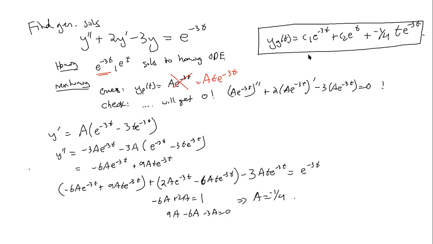Right, and then likewise, say you had some initial values. Let's say this equaled, I don't know, 5, and this equaled 2. Then you'd plug in 0 to here and set it equal to 5. And then you take the derivative, plug in 0 and set it equal to 2. And this would let you solve for C1 and C2.